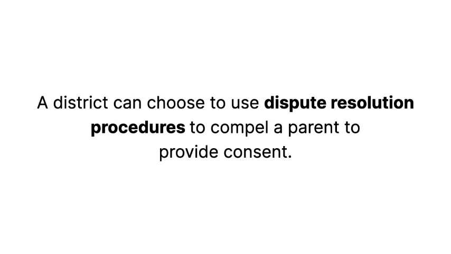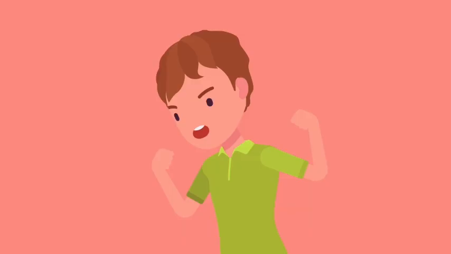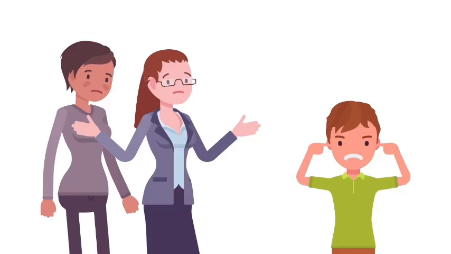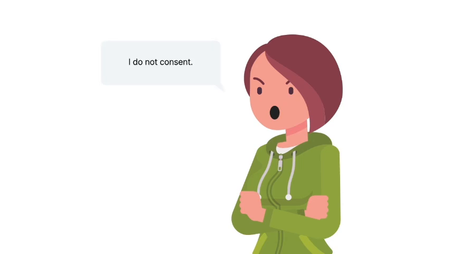A district can choose to use the dispute resolution procedures to compel a parent to provide consent. This is rare, but it can happen. Let's look at a scenario to help us understand. Imagine a 3rd grade student who is struggling with significant behaviors. The student becomes aggressive and self-injurious. The school team tries interventions to decrease behaviors and is not having success. Behaviors are escalating, and the parent does not provide consent for further evaluation.